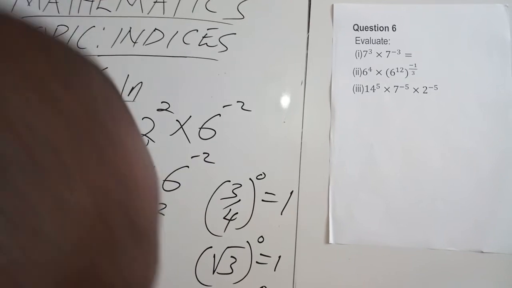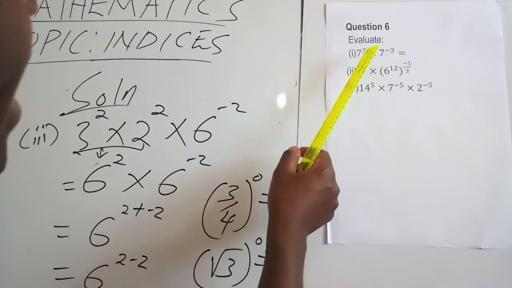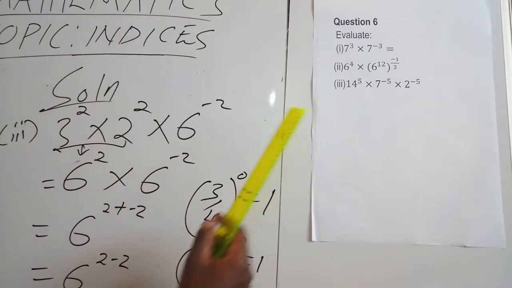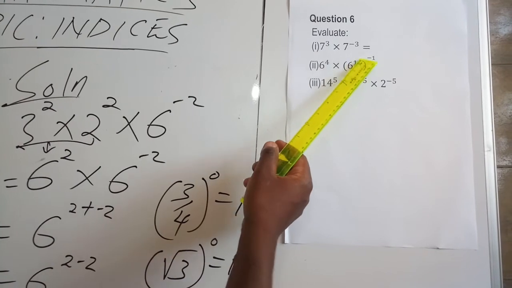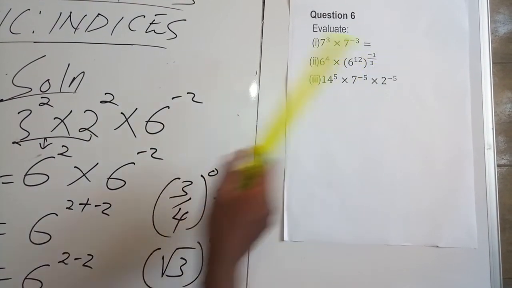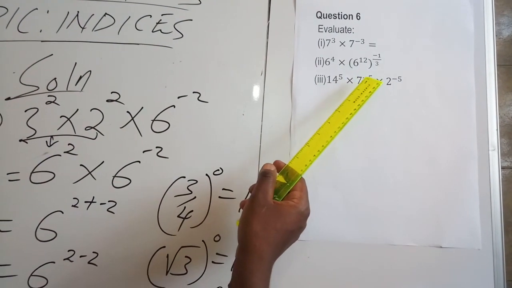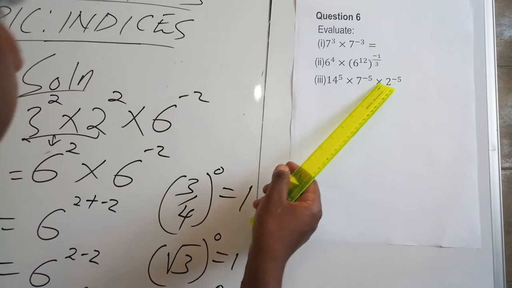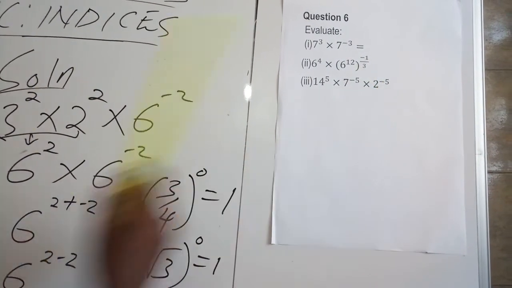So you attempt the following questions, of course, in regard to this sixth law, the zero index law. What is the question? Evaluate the following. 7 power 3 times 7 power negative 3. 6 power 4 times 6 power 12 raised to power negative a third. Then we have 14 power 5 times 7 power negative 5 times 2 power, of course, negative 5.